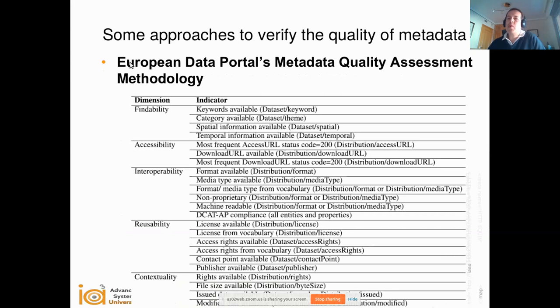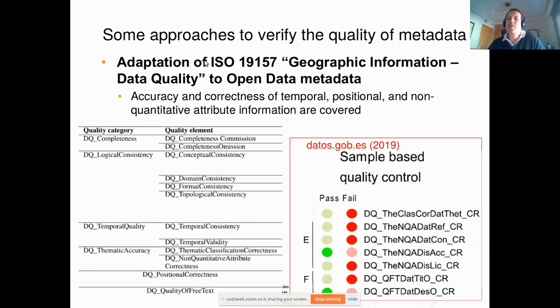There are some approaches to verify the quality of metadata. For example, in the case of the European Data Portal, we have a metadata quality assessment methodology that is based on the FAIR principles, that is to say findability, accessibility, interoperability, and reusability, but there are no special checks on the accuracy of metadata. In the last 2-3 years, I collaborated with other researchers on a methodology based on ISO 19157, which is the standard for data quality in the geographic information context, and we have tried to adapt this to open data metadata. And we also provide controls and checks on the accuracy and correctness of temporal, positional, and non-quantitative attribute information, because we consider that this is important.